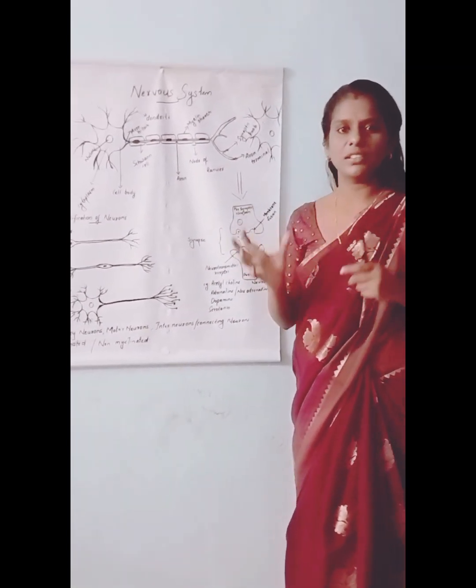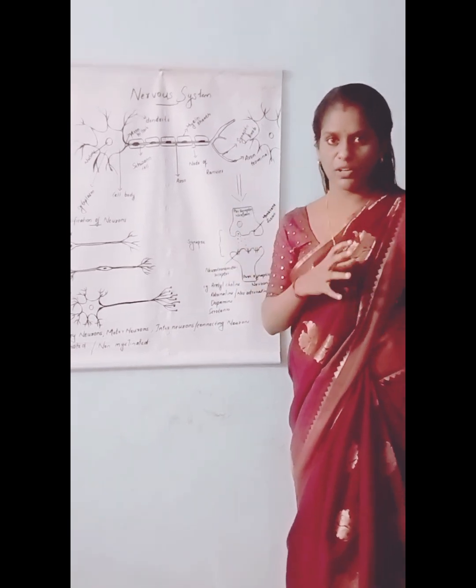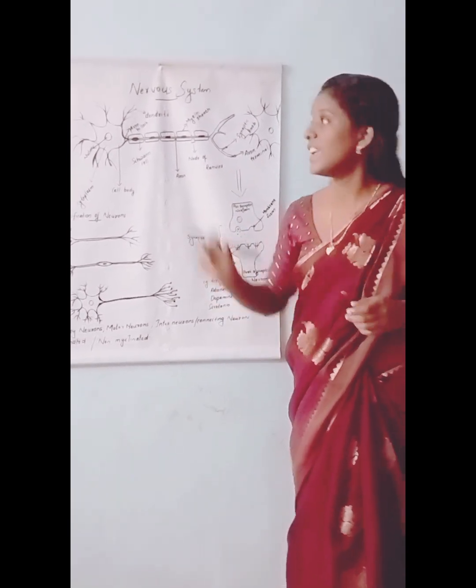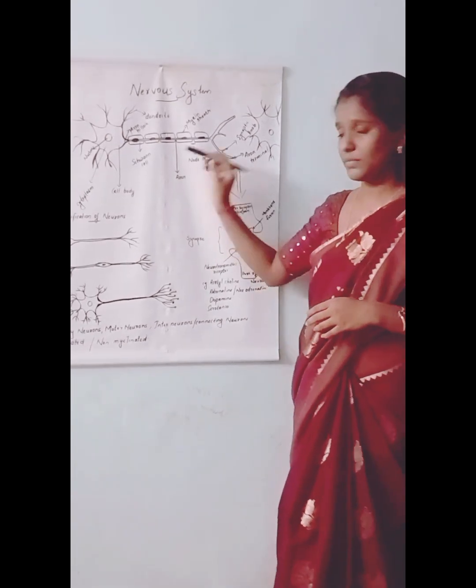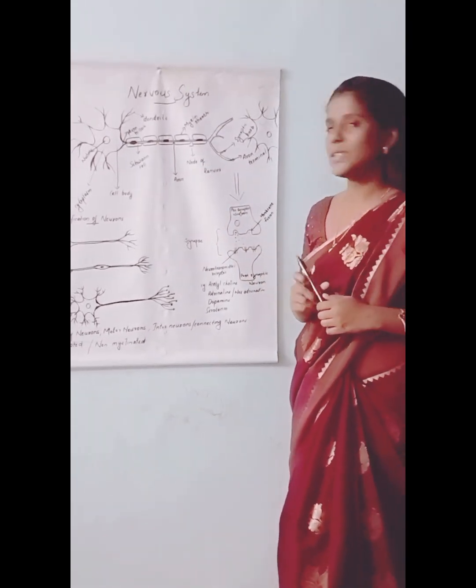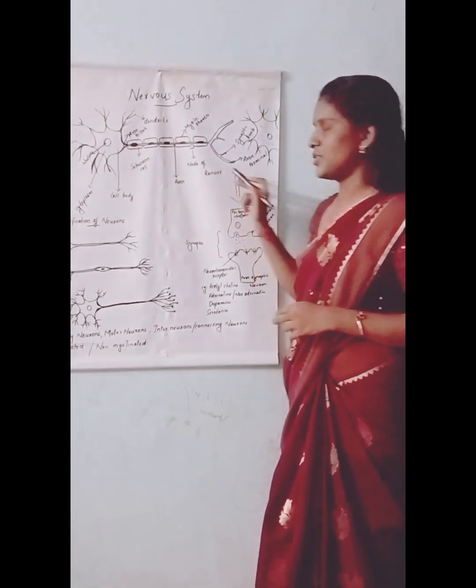Don't confuse the terms neuron and nephron. Nephron is the functional unit of the kidney and neuron is the functional unit of the nervous system. Okay. Let's see the parts of neurons in detail. So this is the structure of a neuron.